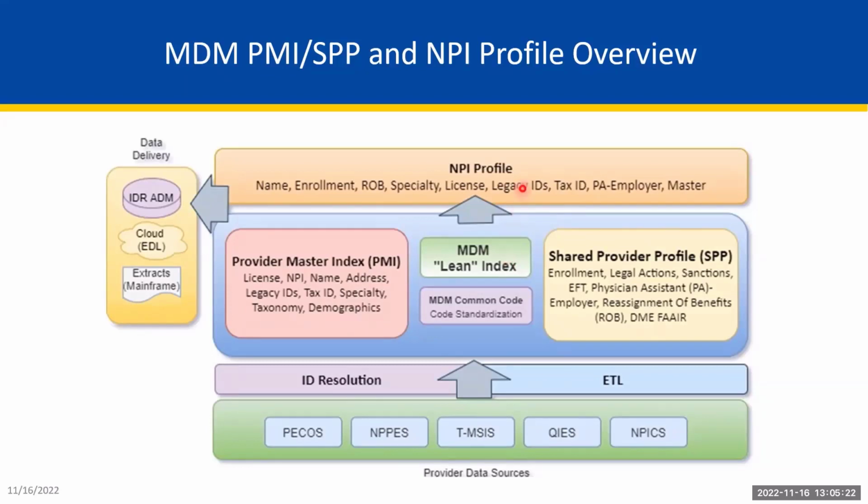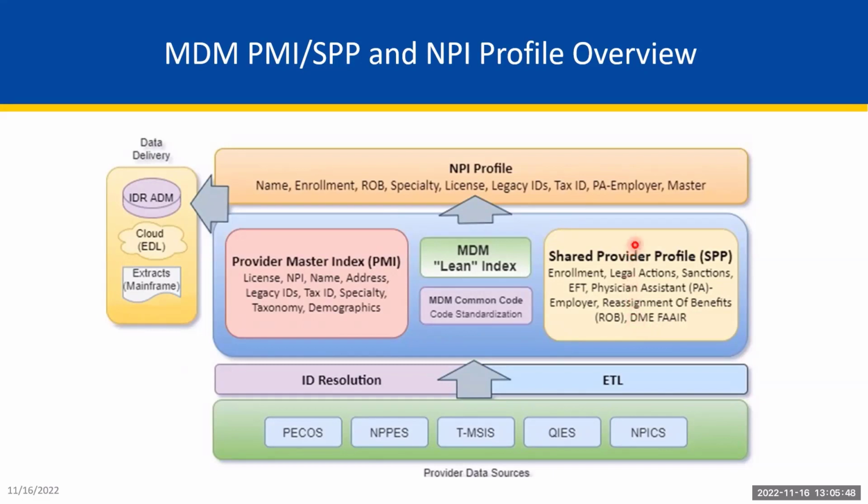Lastly, we have our provider master index, which brings our demographic information, MPI information, name, and address about our providers. And then we have our shared provider profile data. That information is really more or less information from the PECOS systems. It's payload information. It brings you additional information about our providers. And it's also bringing in information from TMSIS around the Medicaid arena.